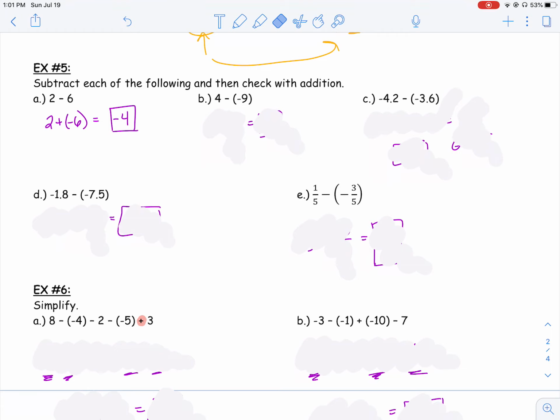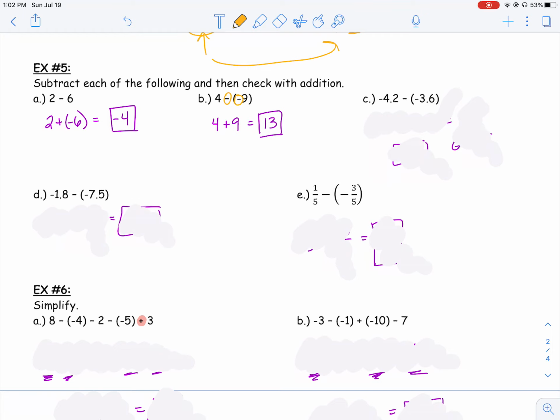What about B? If I have 4 minus negative 9, well, subtracting is the same thing as adding the opposite. So 4 minus negative 9 is really 4 plus the opposite of negative 9. Positive 9, right? Or you can think of those two negatives making a positive. And so 4 plus 9 is really 13. Subtracting is really adding the opposite. The opposite of negative 9 is a positive 9.